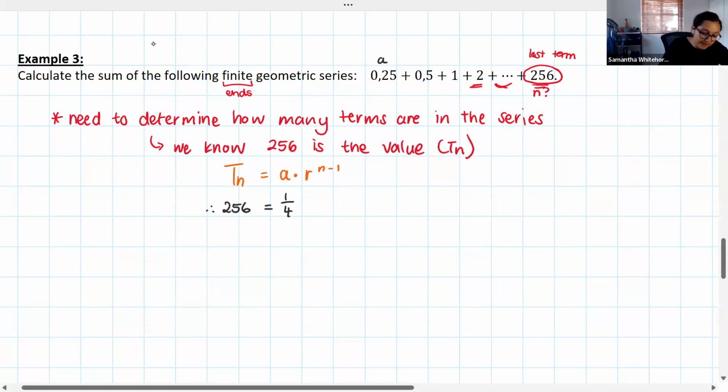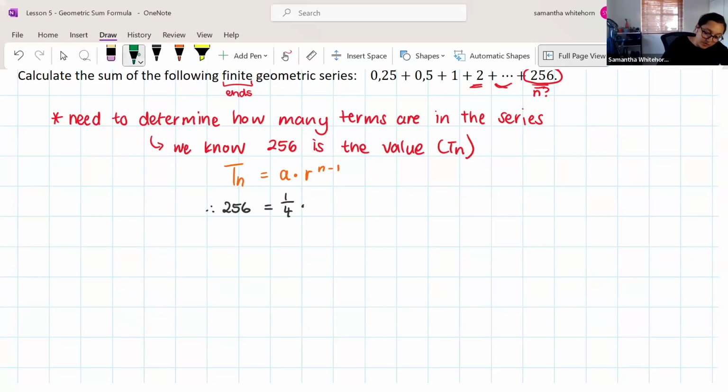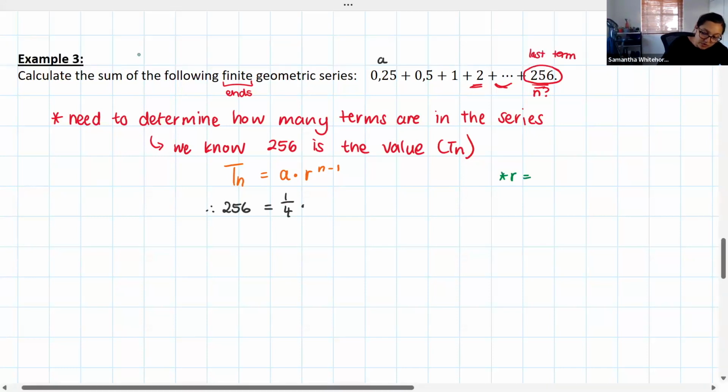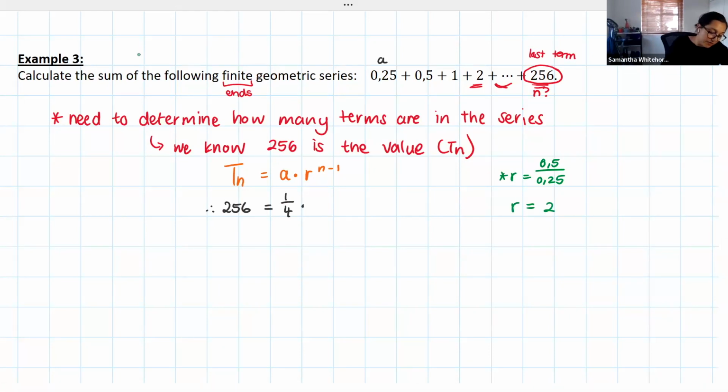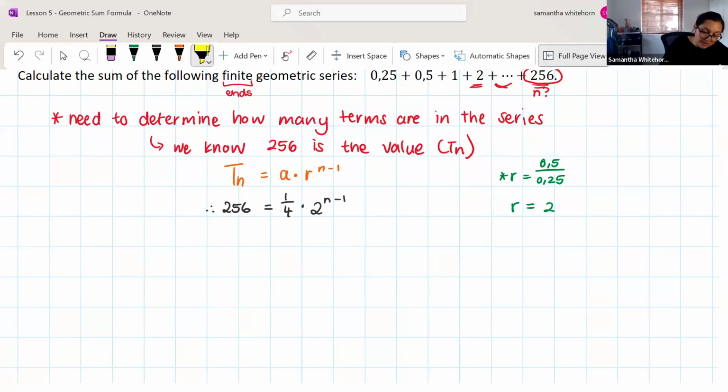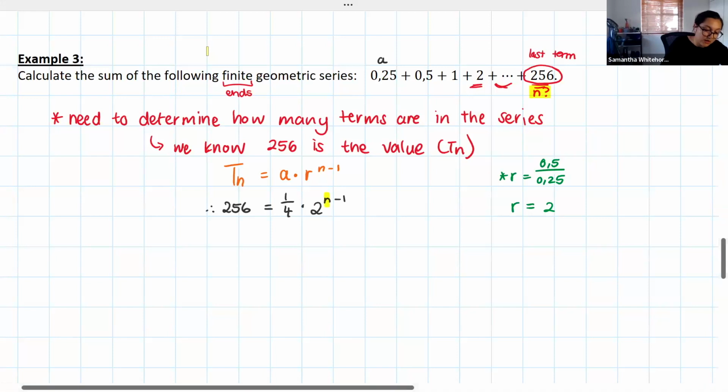Both are correct. Times, now we need the R value. Now guys, remember, in order for us to work out R, we need to take term 2, which is 0.5, and divide it by term 1, which is a quarter. And that gives us an R value of 2. And so now we've got a quarter times 2 to the power n minus 1. And remember, because we are trying to figure out what n is, which term it is, we are solving for that unknown in the exponent.